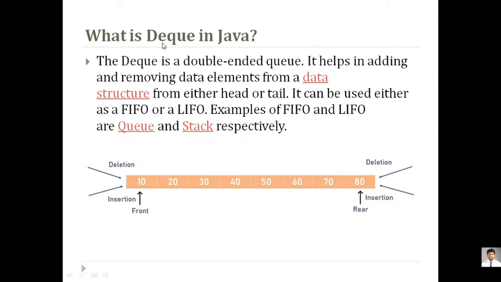So are you getting this? What exactly is the DQ? Both the entry and exit parts are ready for inserting and deleting elements. Is everyone getting it?